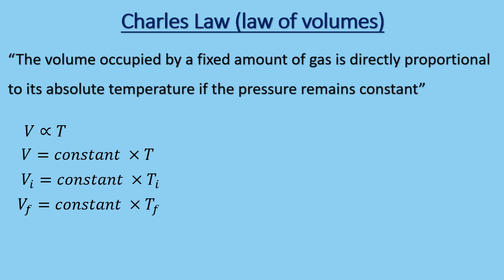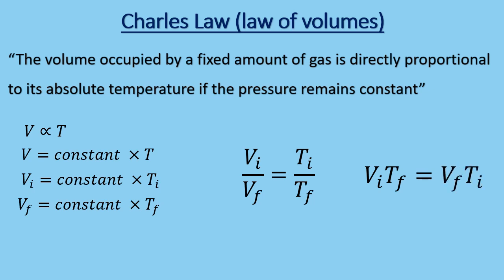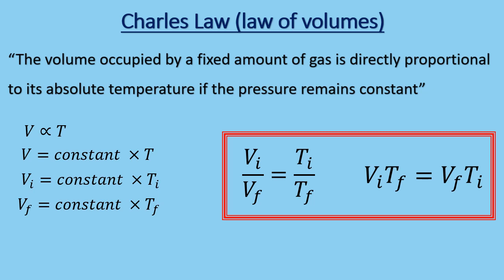If we divide those two equations, we get V sub I over V sub F is equal to T sub I over T sub F. Or V sub I times T sub F is equal to V sub F times T sub I. Both of these equations may be used to solve problems, but please remember to use the temperature in Kelvin. Let's make sure we understand how to apply the mathematical form of Charles's law by working through a simple example.